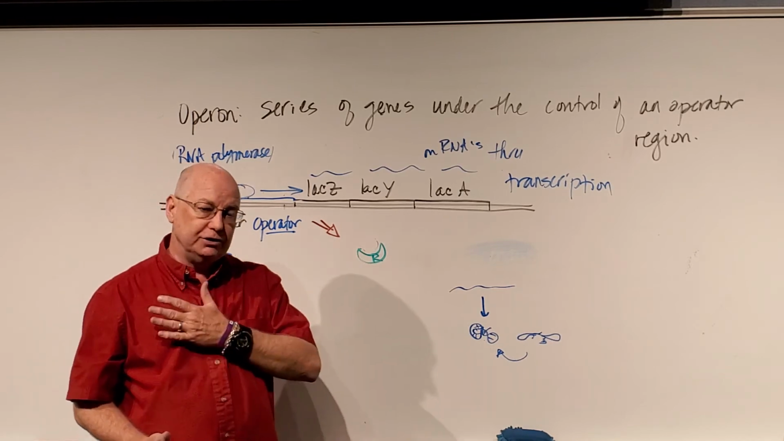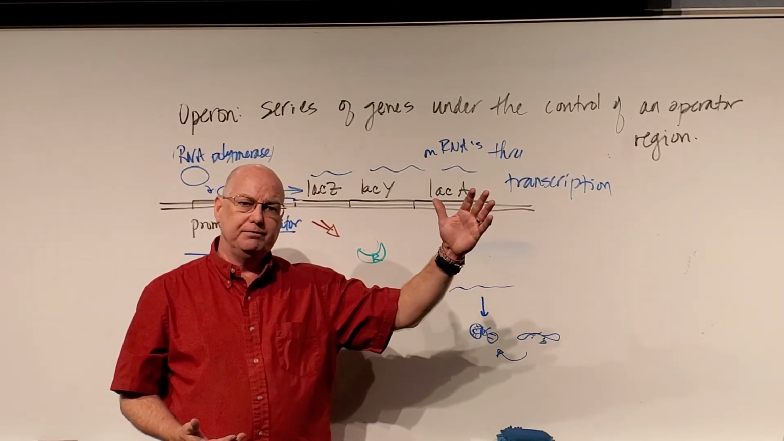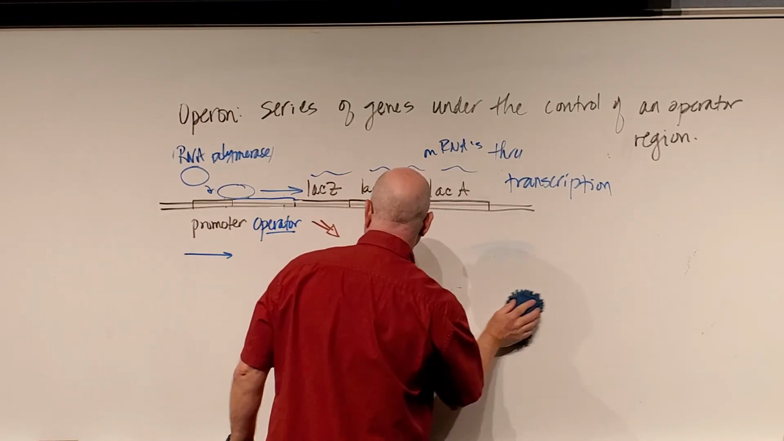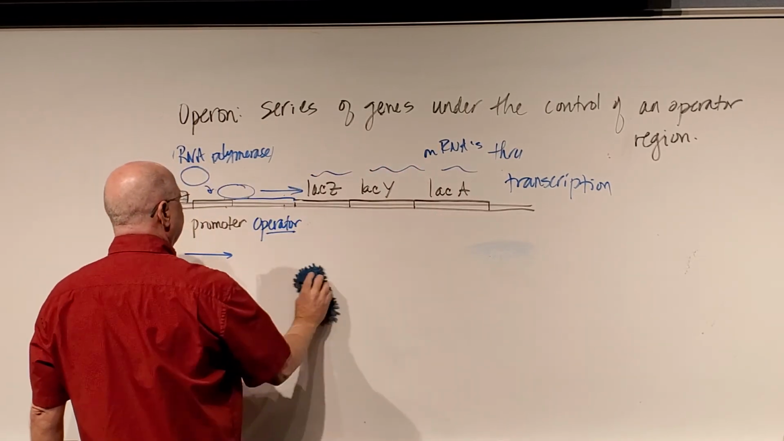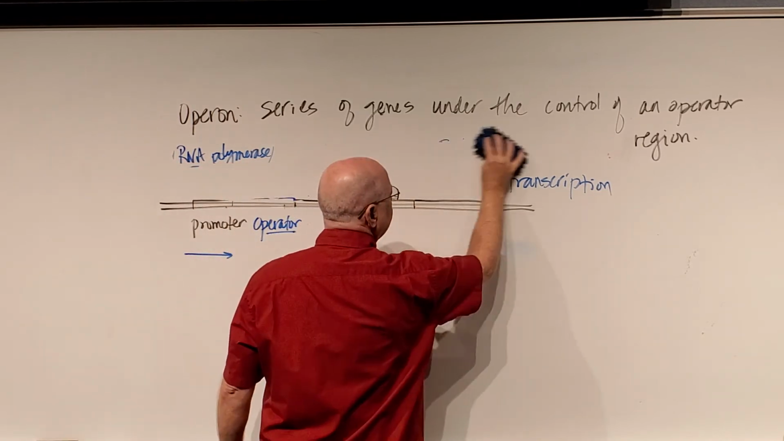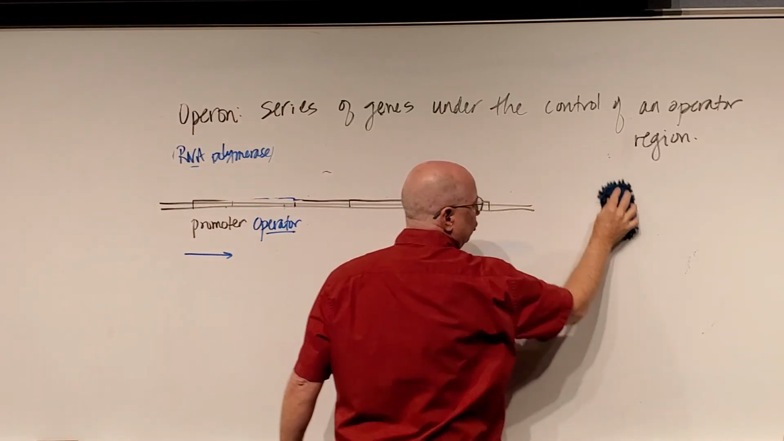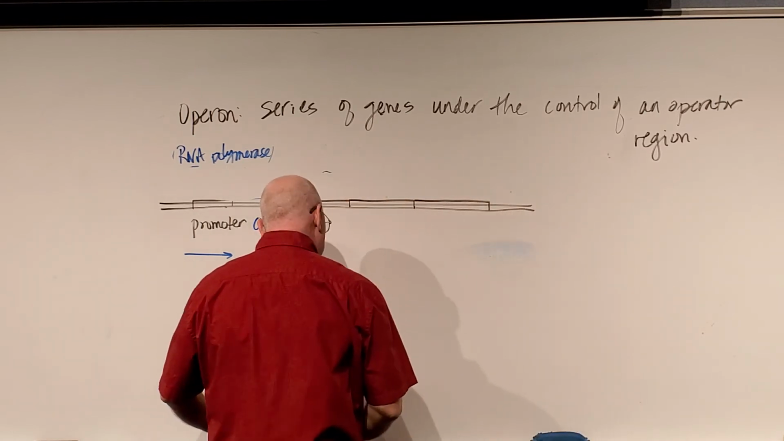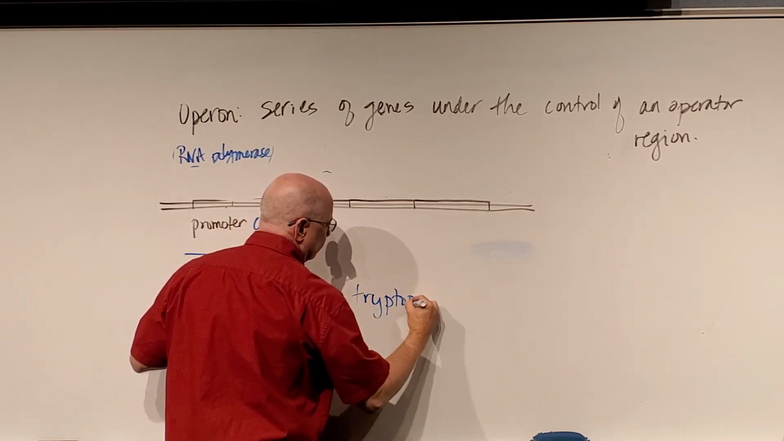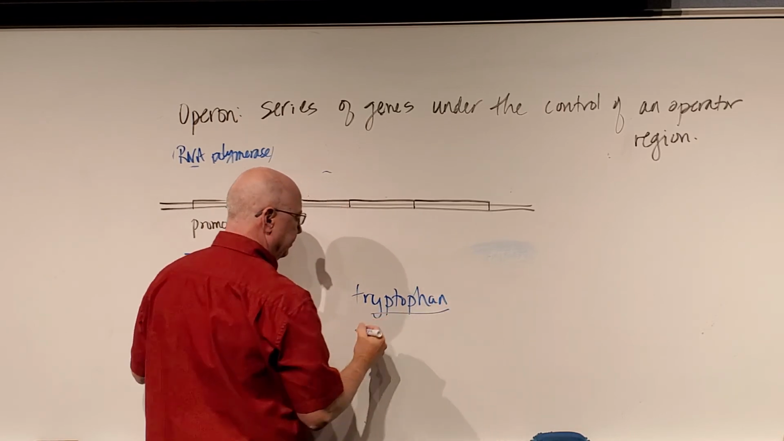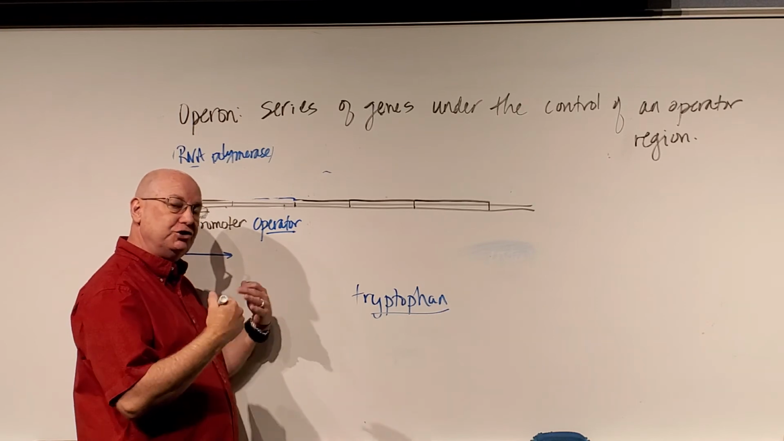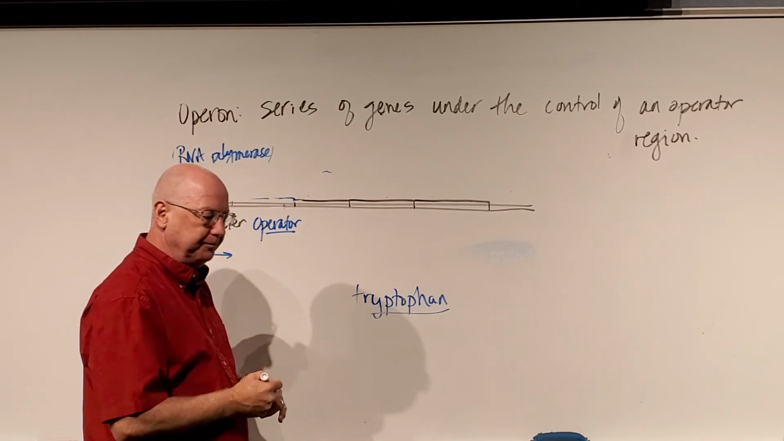So some genes are on all the time, and then we can turn them off in certain conditions. So we're going to have basically the same setup, okay? But we're going to talk about what's called the tryptophan operon. One of the 20 amino acids that is used to build proteins is called tryptophan.